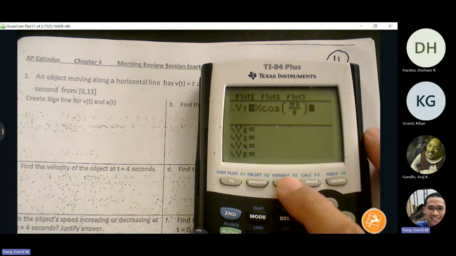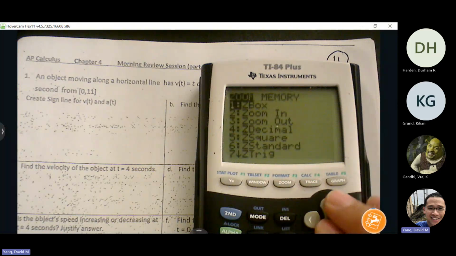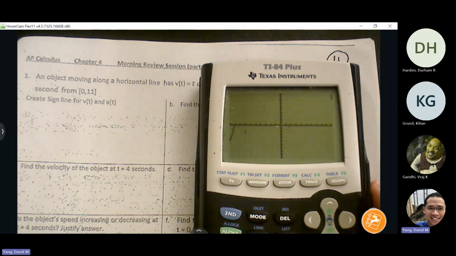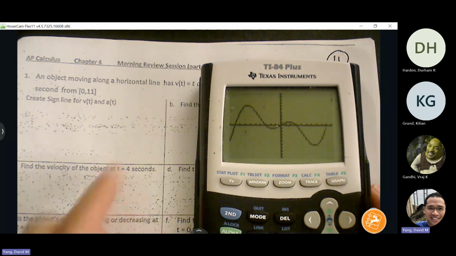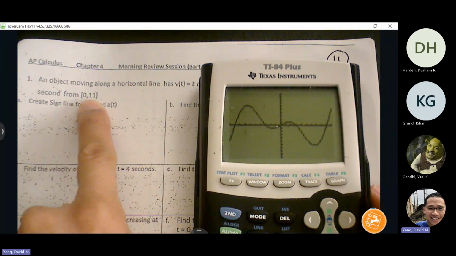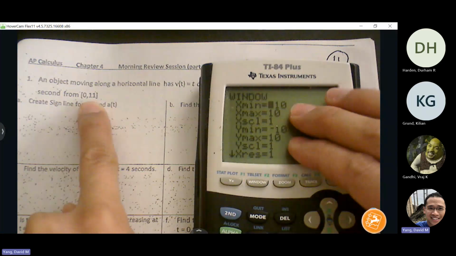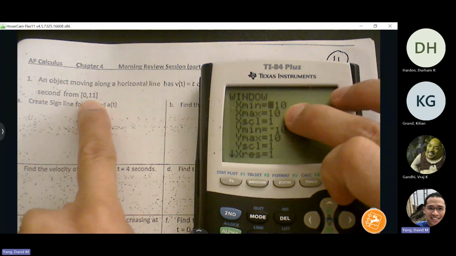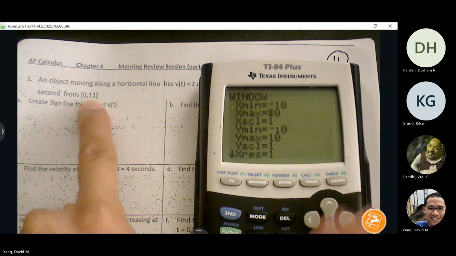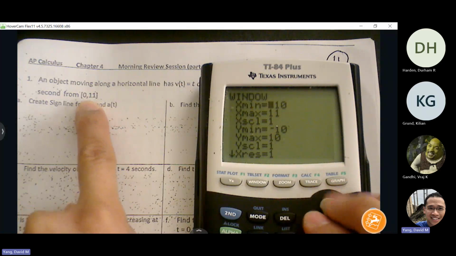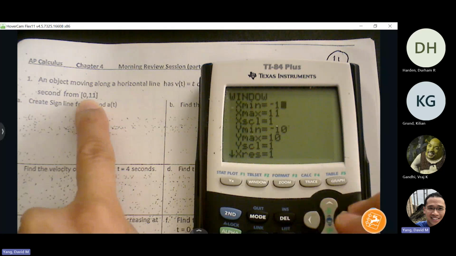Okay, I like to start off with a negative 10 by 10 window. So if you go to zoom 6, it at least gets you a quick start as to what the graph could look like. But here it does say that we want the graph to extend from 0 to 11. So you can go to Window, and we want to extend that x max to 11. And then x min, we don't have to go all the way to negative 10, right? Maybe negative 1, just so we can see around the corner a bit.